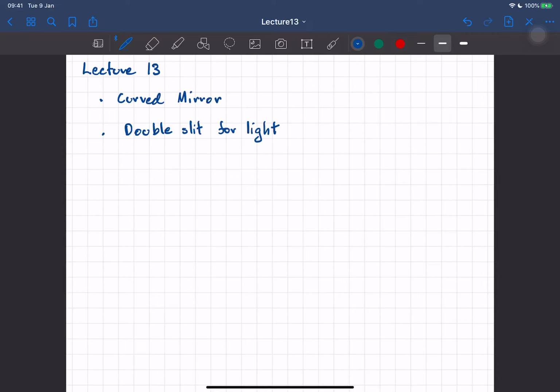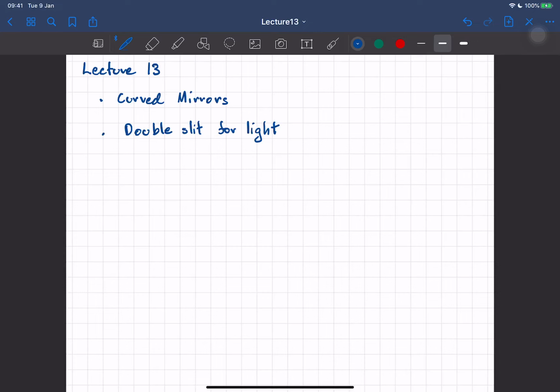All right, lecture 13, the last lecture before the midterm. We're gonna wrap up what we call geometrical optics, which is ray tracing of optical elements. So we're gonna talk about curved mirrors, and then the last topic is about interference of light. It's a little bit strange that I put it here. I should have put it a little bit earlier than this, but I kind of decided to do it this way. But those are the two topics that we're going to talk about.